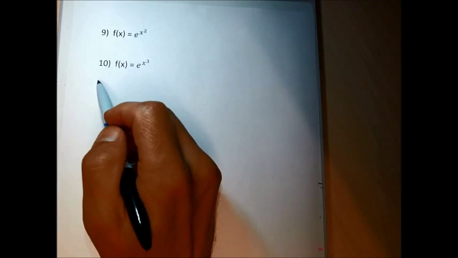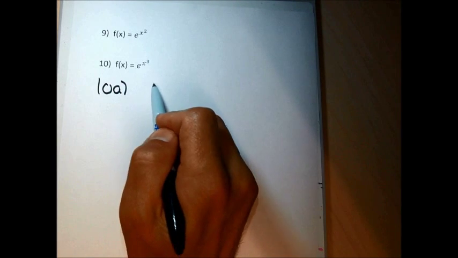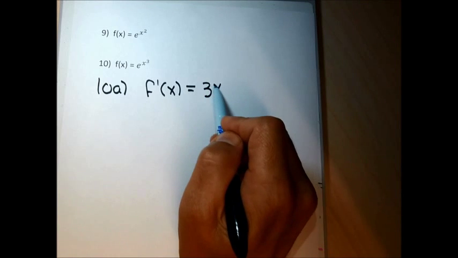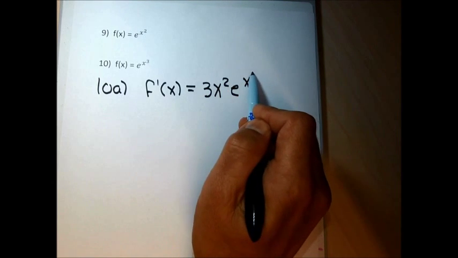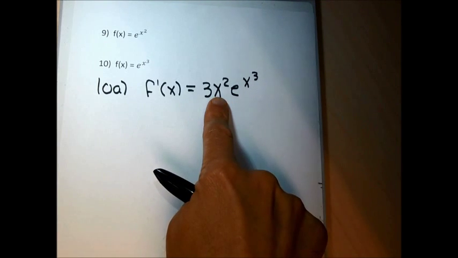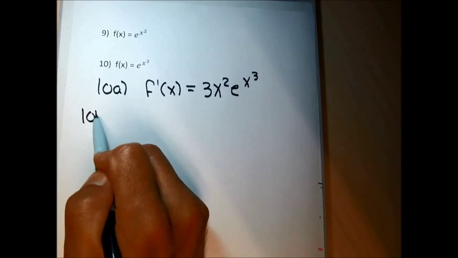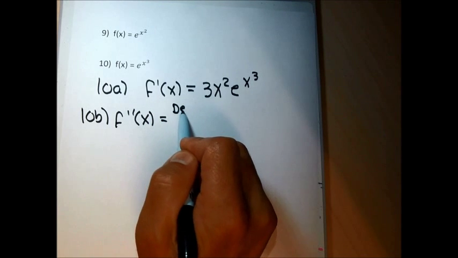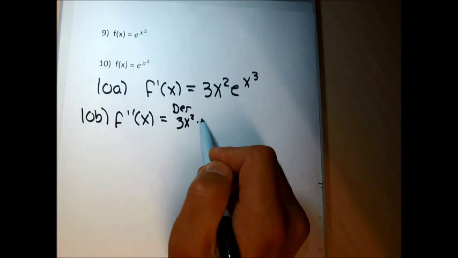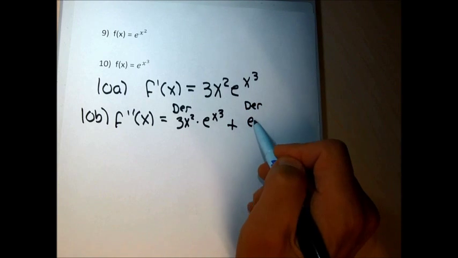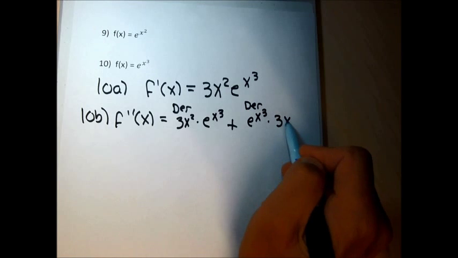For 9 and 10, first derivative, it's an e function, so I multiply the derivative of its exponent times the e function. This exponent, x cubed, has a derivative of 3x squared. So the first derivative is going to be 3x squared times e to the x cubed. Now, when I go to do the second derivative, because to the left of the e there's an x, I have to use the product rule. So to do 10b, the second derivative, I'm going to use the product rule. For the product rule, first I'm going to take the derivative of 3x squared and multiply it by that e to the x cubed. And then I'm going to take the derivative of e to the x cubed and multiply it by the 3x squared.